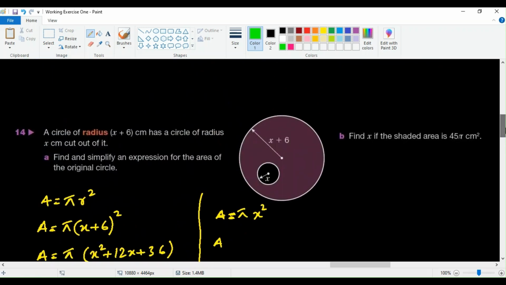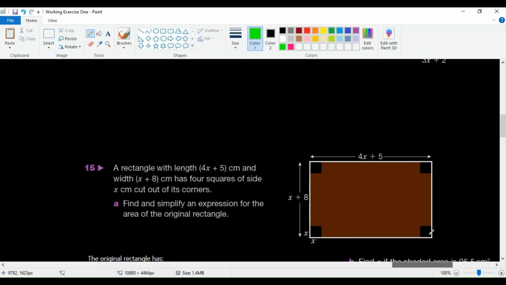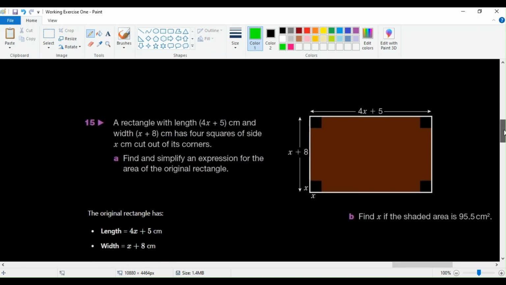What they ask us is to find the shaded area when it is 45 pi square centimeters. So we already found out the value of x. This was not the last one. This is the last one.